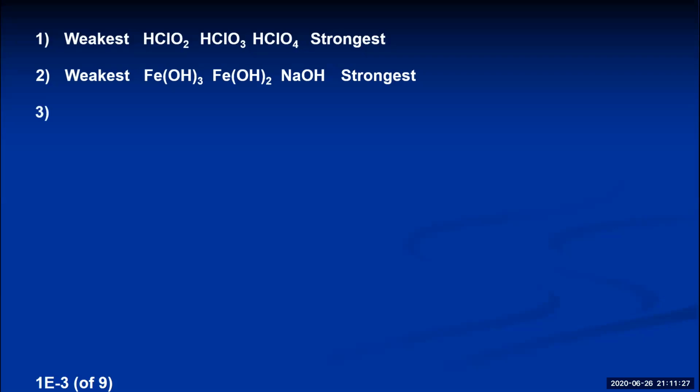Question number 3. Identify the acid, base, conjugate acid, and conjugate base for the following reaction. To determine the acid and base, we look at the reactants and determine which one is losing a hydrogen and which one is gaining a hydrogen. The Bronsted-Lowry definition of an acid is a substance that loses a hydrogen ion, and the definition of a Bronsted-Lowry base is a substance that gains a hydrogen ion.